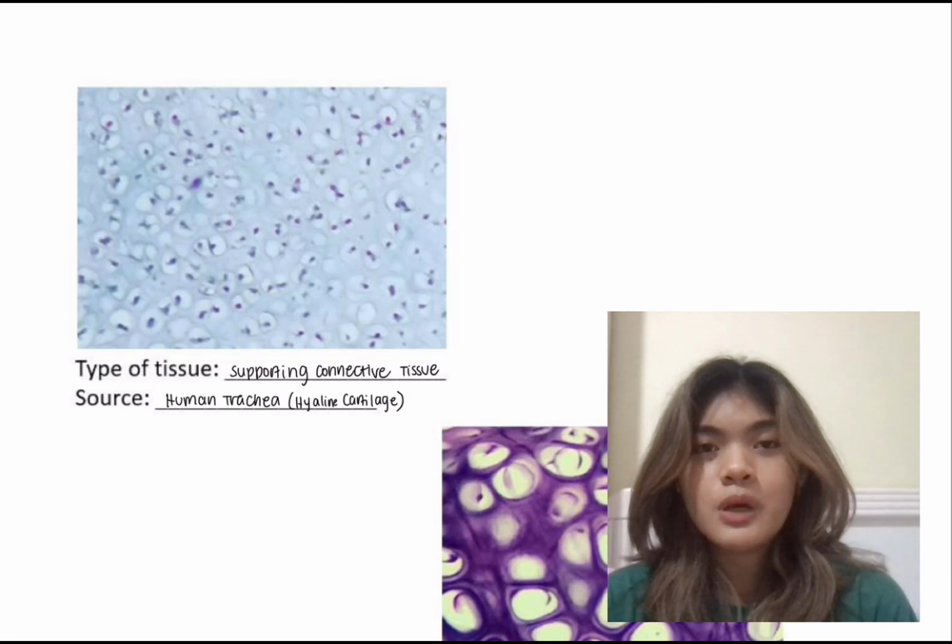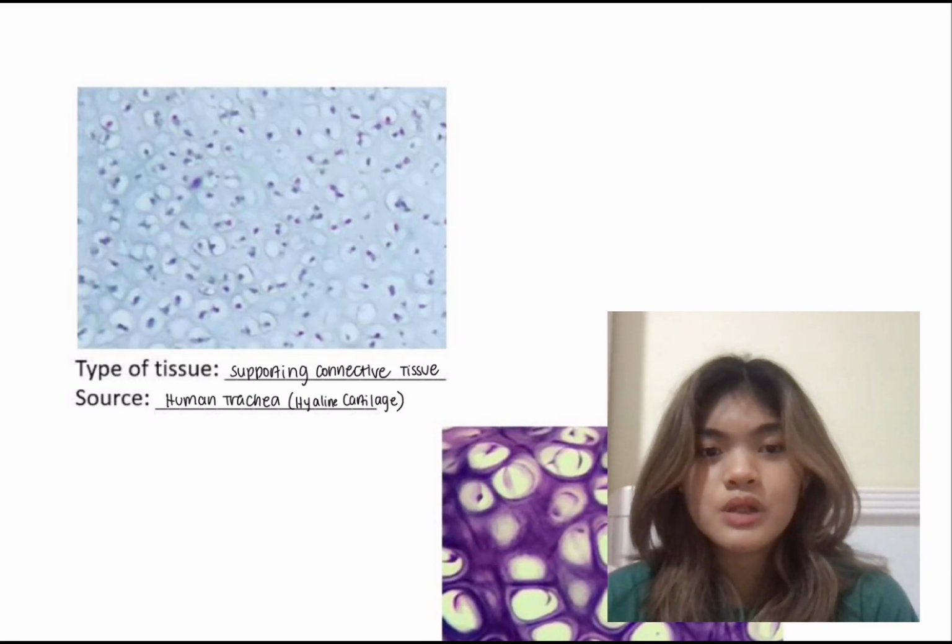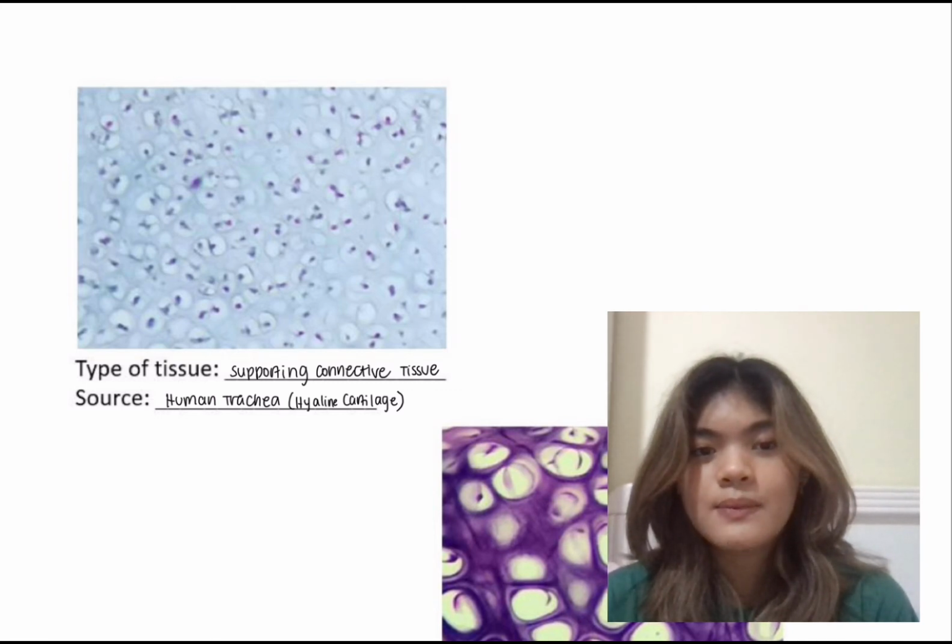Next, we have the supporting connective tissues, which basically help with providing structure to soft tissues. Here we have the supporting connective tissue found in the hyaline cartilage of the human trachea. It keeps the trachea from falling and collapsing. The nucleus and chondrocytes, or the cartilage cells, are found inside the lacunae.